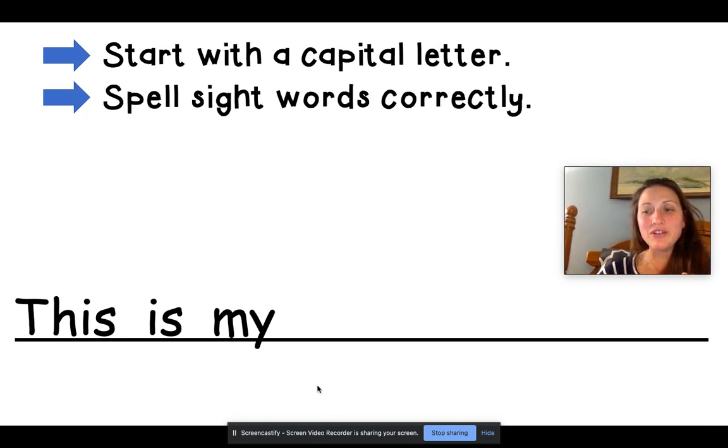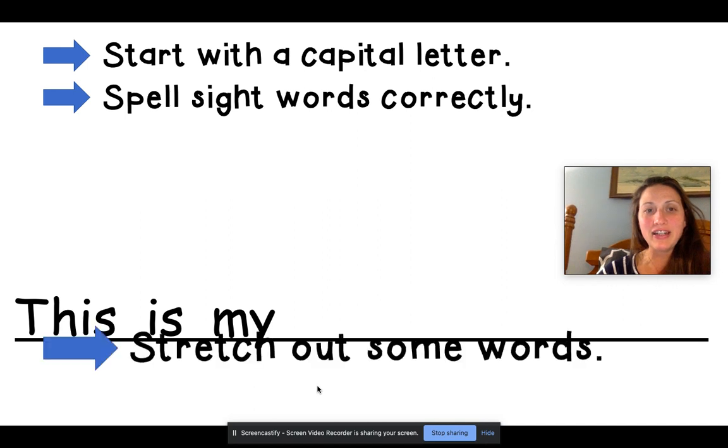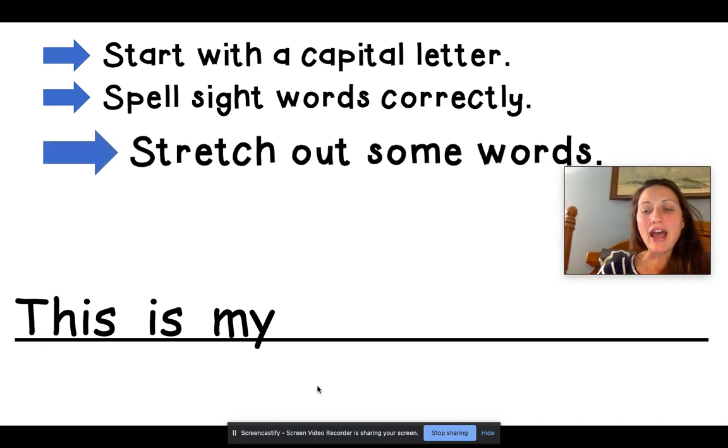Okay, here's the next rule of writing a sentence. Rule number 3. Listen carefully. Stretch out some words. And this is a good rule for your mommy or daddy to hear. If they're close by, you can tell them to come over and watch. I want them to know that in kindergarten, it's okay to stretch out some words. Sight words, you must know how to spell correctly. But some words are too big. We haven't learned them yet in kindergarten. And so it's okay to stretch them out and do the best spelling you can.